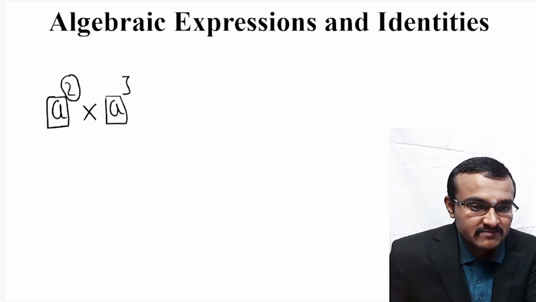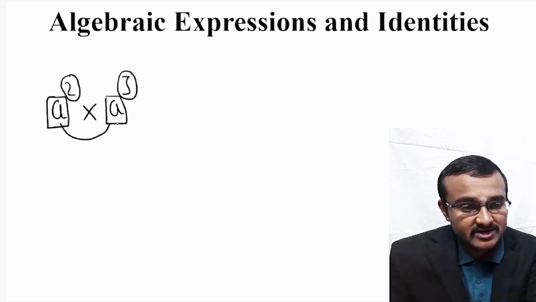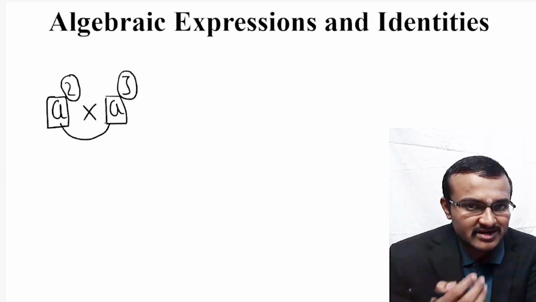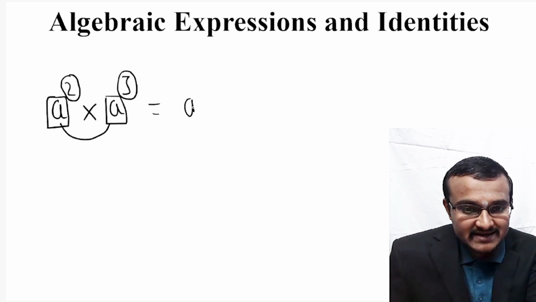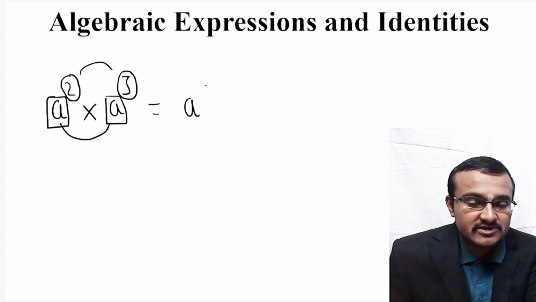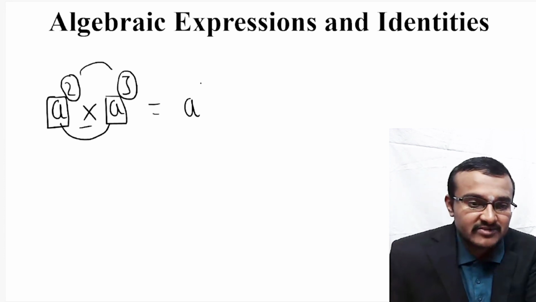So this will be the base and this will be the power. If the base of two particular algebraic expressions or two particular numbers is the same, then you can take it as common and add the powers, but only when you are performing multiplication between those two terms. So a square into a cube will be a power 2 plus 3, and a power 2 plus 3 is actually a power 5.